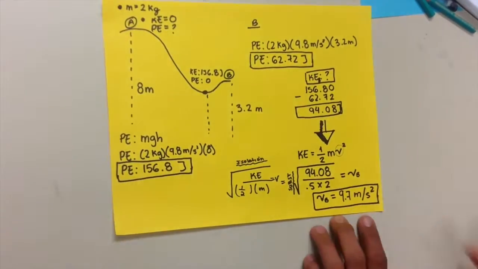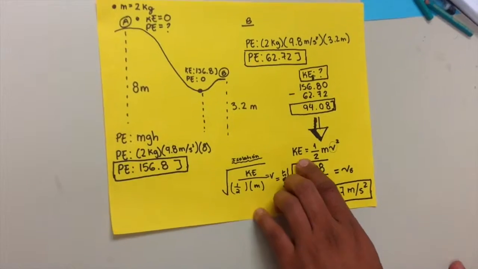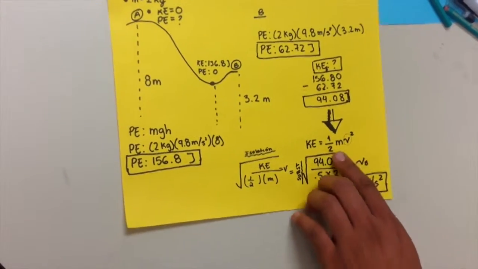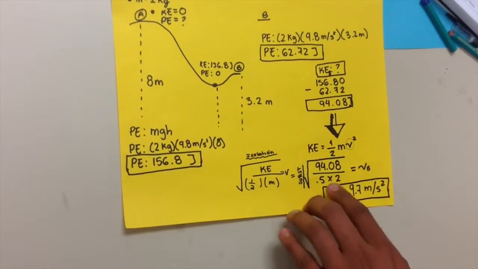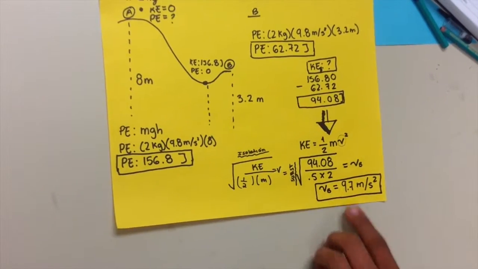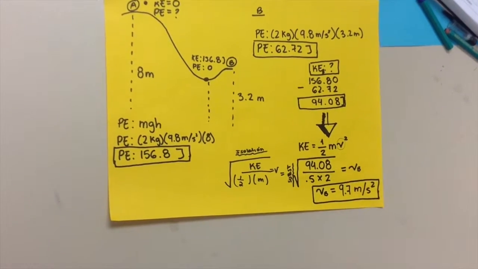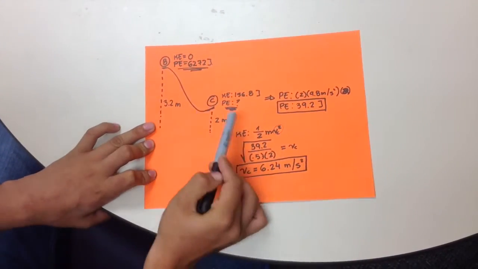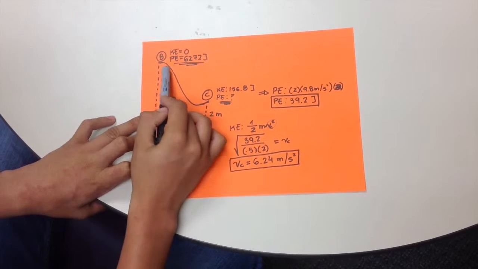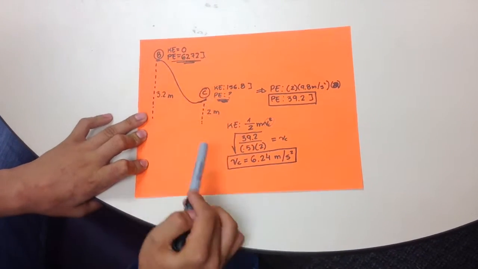94.08 joules. And now we use the formula of the kinetic energy, and we clear to get the velocity, and now we substitute the values and solve, and we get 9.7 meters over second. In the last part of the problem, we take the last segment, B to C, and as we know, the kinetic energy is 0, and the potential energy is 62.72 joules.